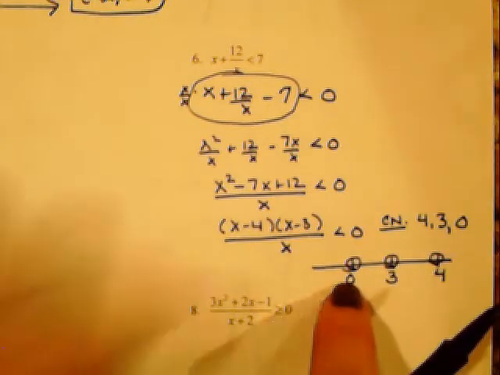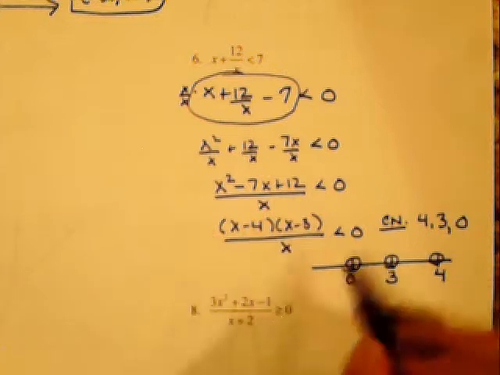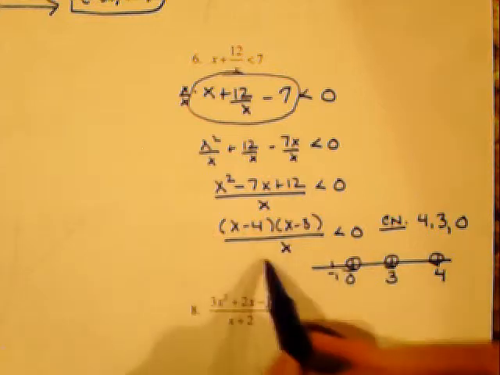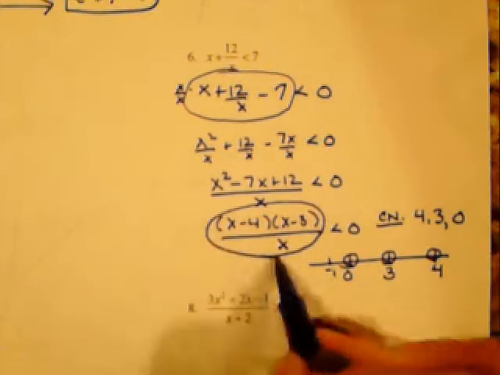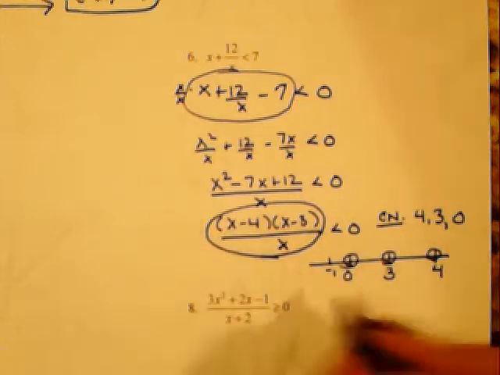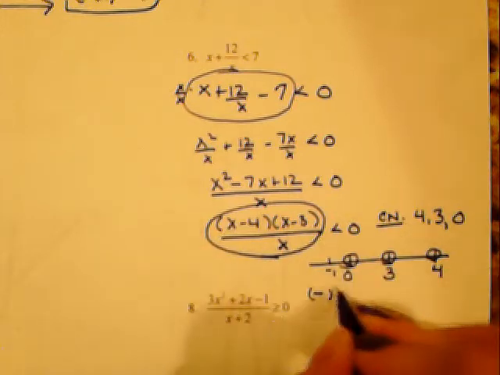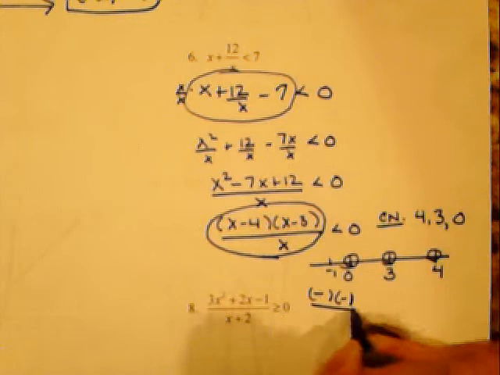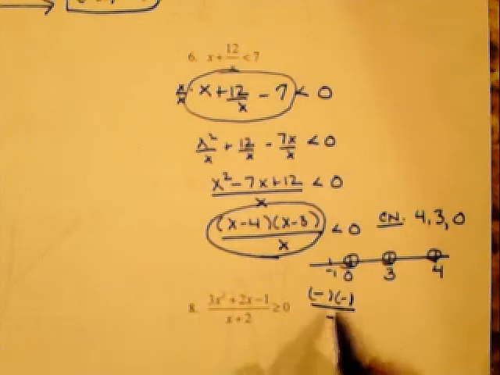So again, I need to check my numbers, pick a number in each interval, so I'll pick -1. Again, you're always going to plug it back into the factored form where you've condensed it. So I plug -1 in, I have a -1 minus 4, which is a negative, -1 minus 3, which is a negative, all over a negative. So a positive divided by a negative is a negative number.